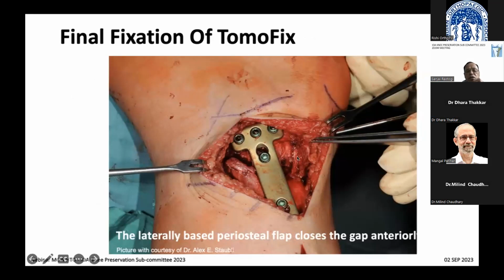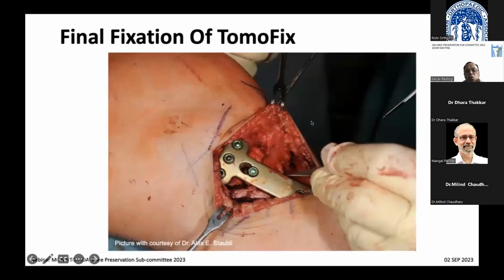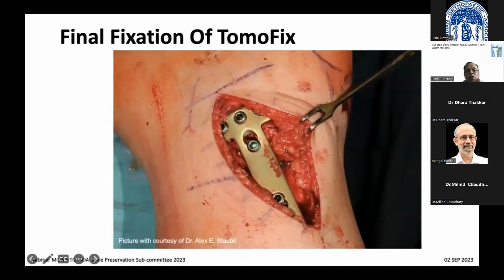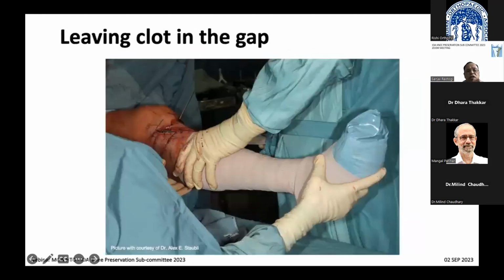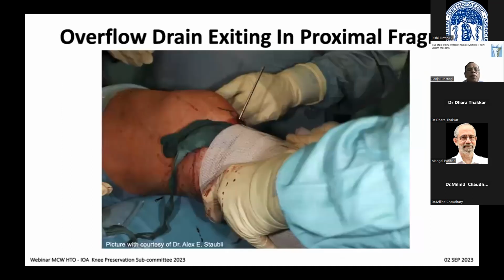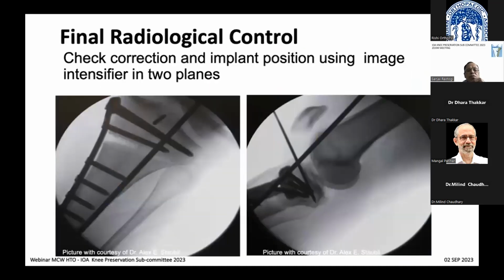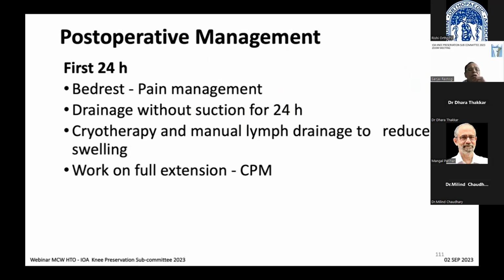The flap which was raised is put into the gap to cover the osteotomy, and this is how it covers the osteotomy gap, and this promotes healing in this large area. The osteotomy hematoma is retained by applying a compression bandage for 8 minutes. This time is utilized to check the correction and the CR. Then the wound is closed with an overflow drain.